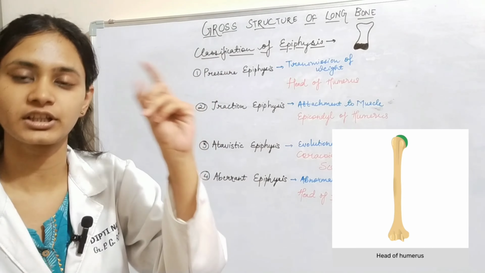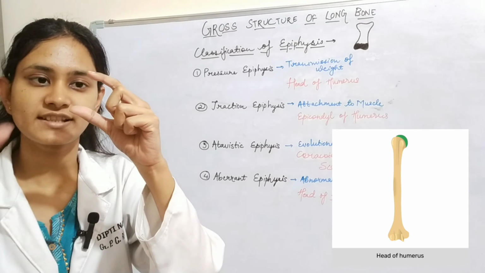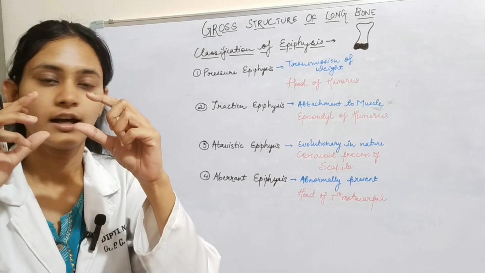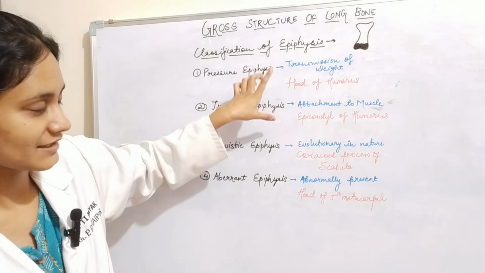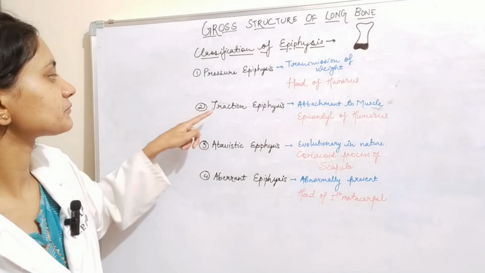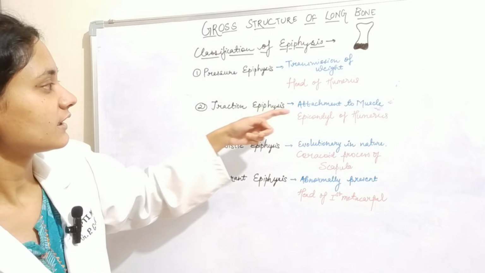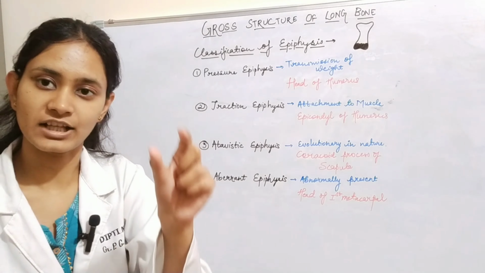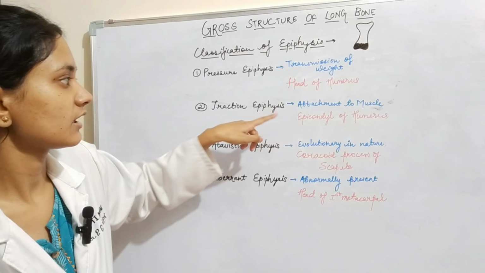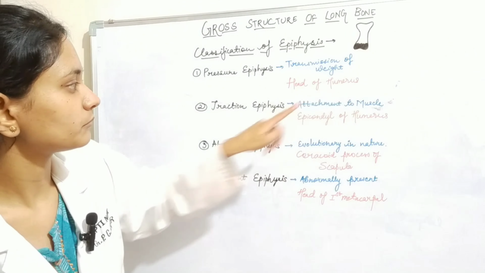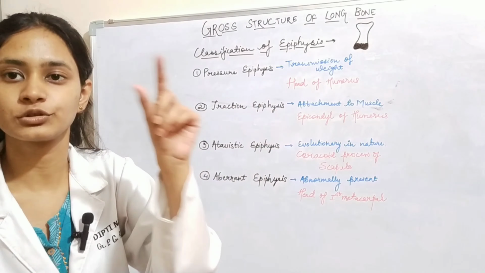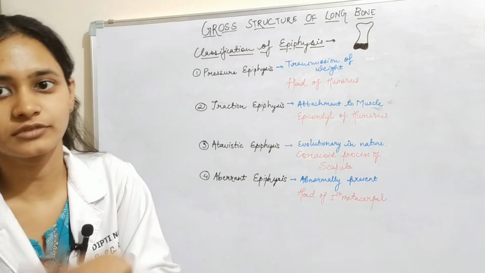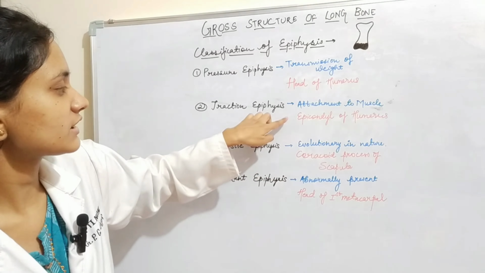I'll show the image here, where the head of humerus is attached to the glenoid cavity of scapula, and it has the function of transmission of weight. Now traction epiphysis is the epiphysis where its only primary function is attachment to muscle. It has only one function, that is attachment to muscle, for example epicondyle of humerus. Humerus has many parts. We will learn about humerus in a separate lecture.